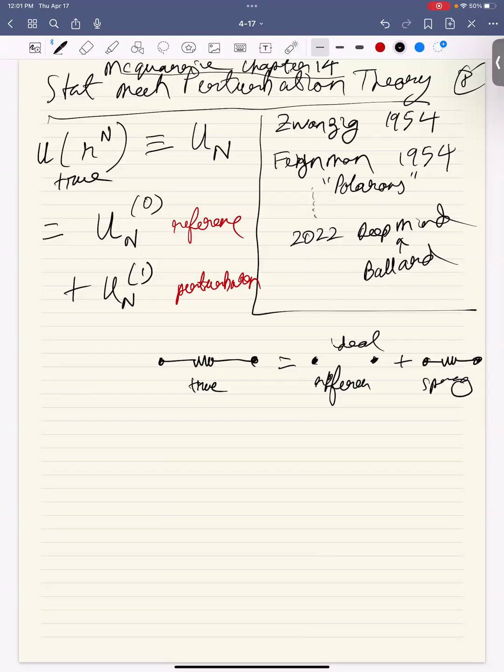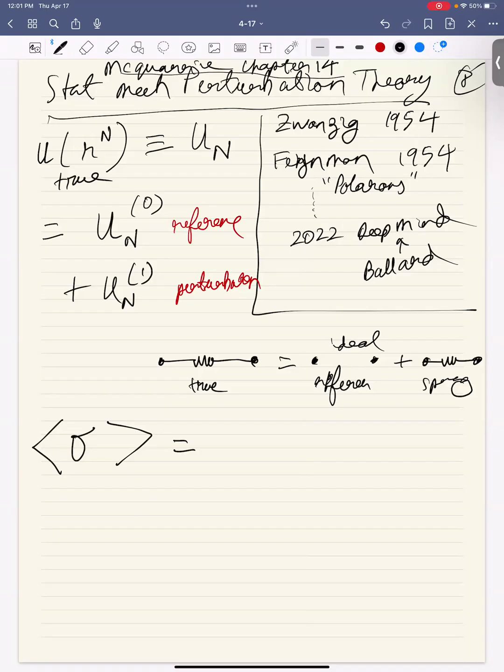Okay, so this is our hierarchy. What we really want to do is to calculate thermodynamic averages using this true potential, right? So our main object of interest is to take some observable O. It could be heat capacity, it could be thermal expansion coefficient. How do we calculate this observable O?